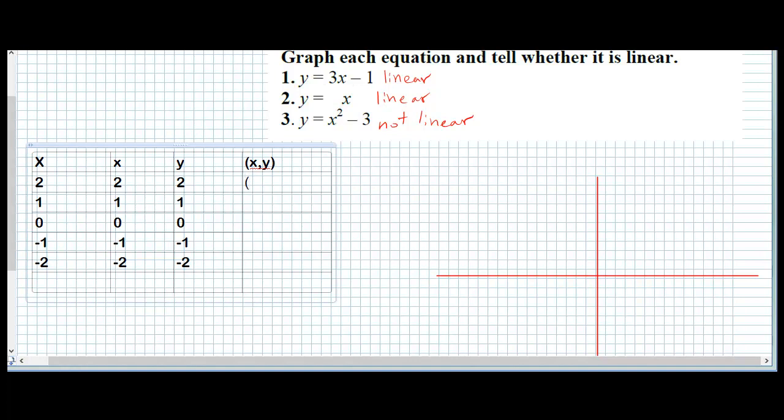Our points here will be (2, 2), (1, 1), (0, 0), (-1, -1), and (-2, -2). So you will take these points and you will draw them.